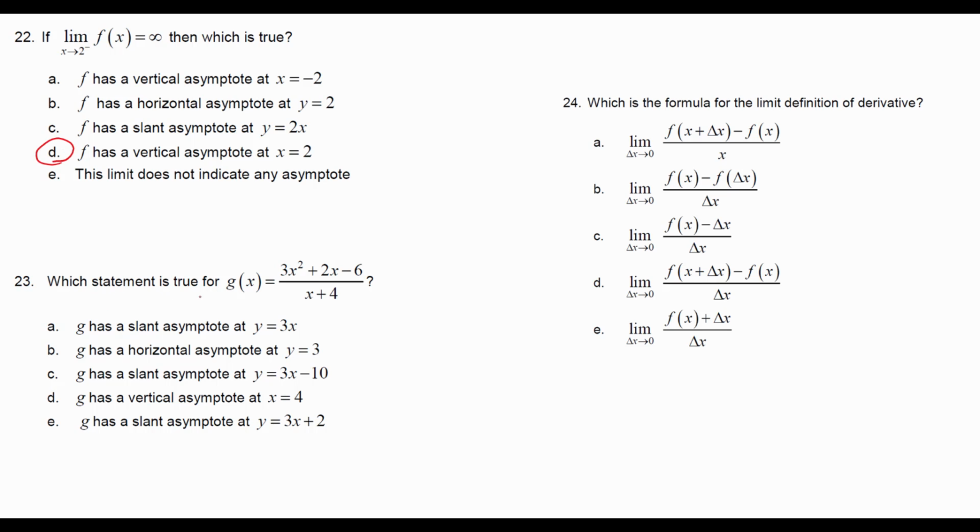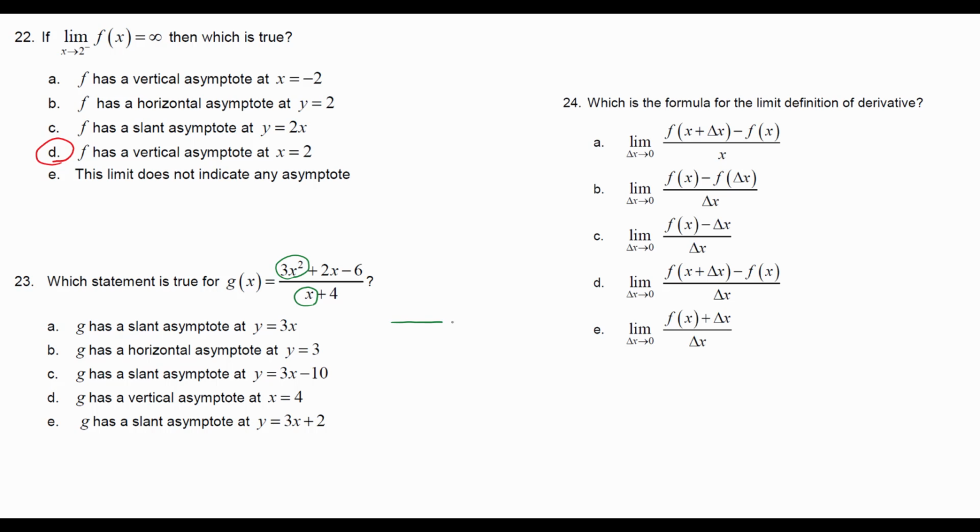Number 23. Which statement is true for g of x equals 3x squared plus 2x minus 6 over x plus 4? For this g of x, the numerator does not factor, and the degree of the numerator is exactly 1 degree higher than the degree of the denominator. So when we do the long division, if we get a remainder, then this function g has a slant asymptote, and the slant asymptote will be y equals the quotient.